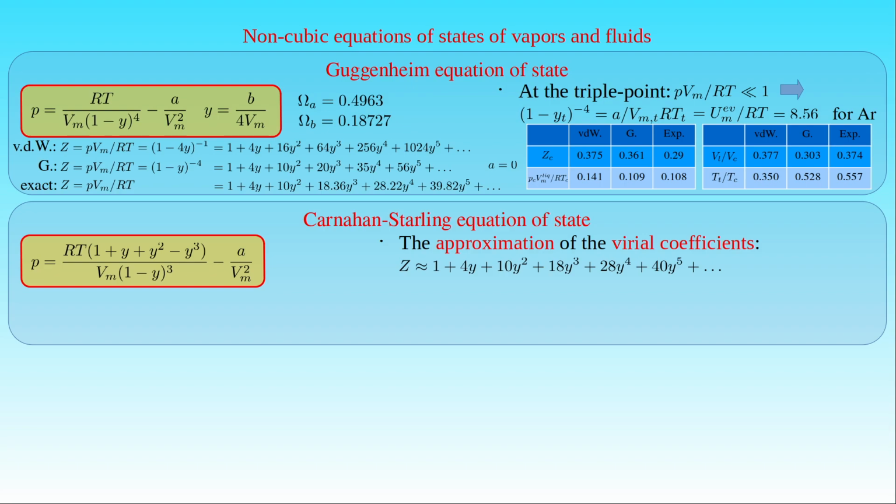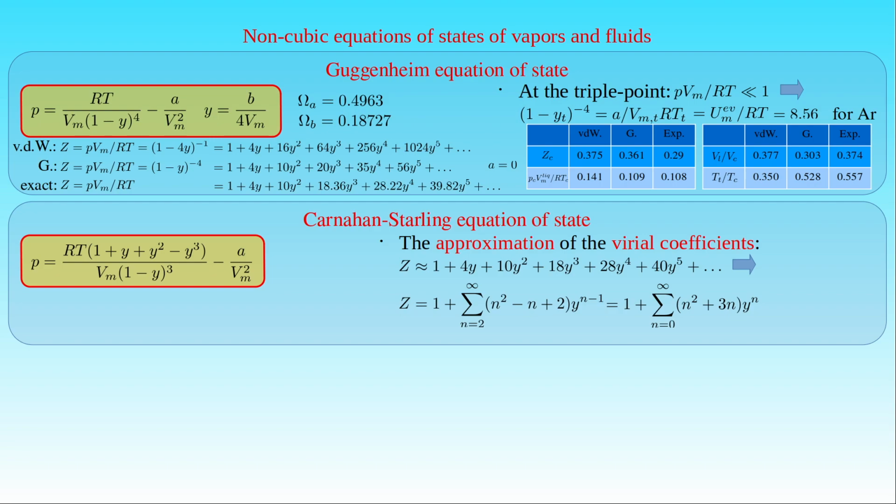As the expansion in the exact form shows, z can be approximated by the following polynomial with integer coefficients: 1 plus 4 times y, plus 10 times y squared, plus 18 times y cubed, plus 28 times y to 4, plus 40 times y to 5 and so on. Carnahan and Starling wrote this infinite sum as 1 plus the sum of the multiplication factor n squared plus n minus 2, times y raised to the power n minus 1 from n equals 2 to infinity, which is equal to 1 plus the sum of the multiplication factor n squared plus 3 times n, times y to n from n equals 0 to infinity.